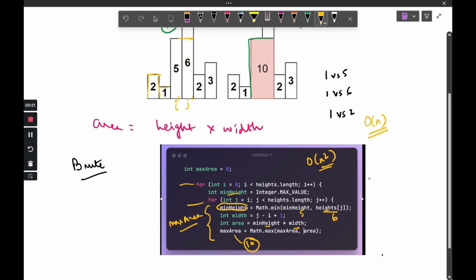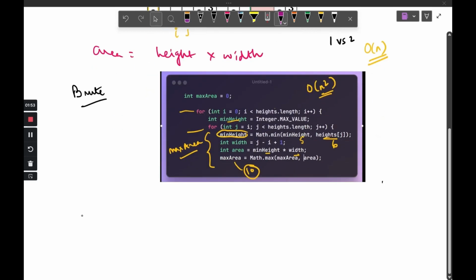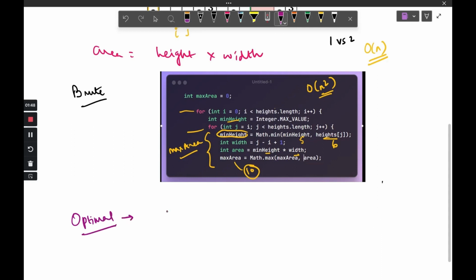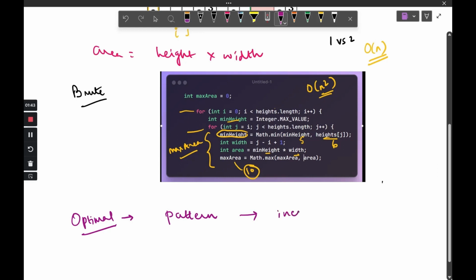That is our requirement. So now that we have discussed the brute force and understood it with a dry run, let's think about how we optimize the solution. In order to optimize, we have to understand some pattern. We have observed a pattern. What is the pattern that we have observed? The pattern is increasing order of heights.